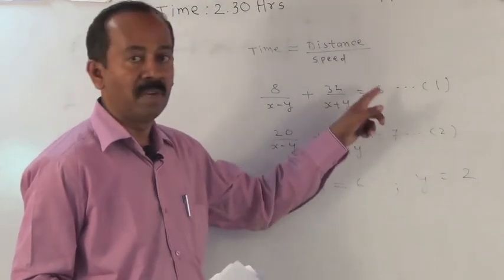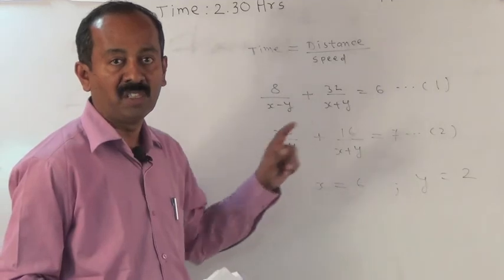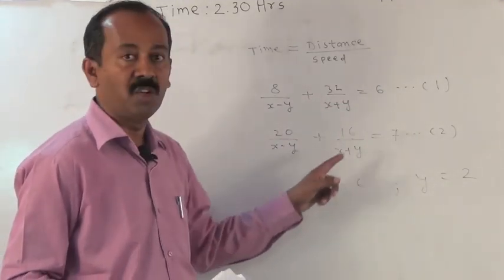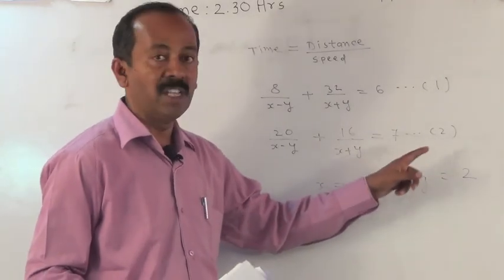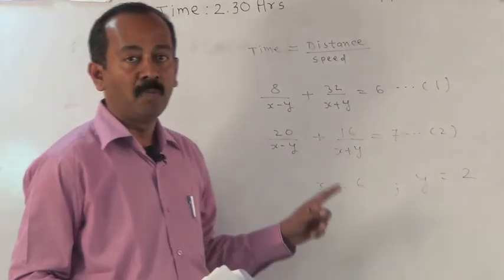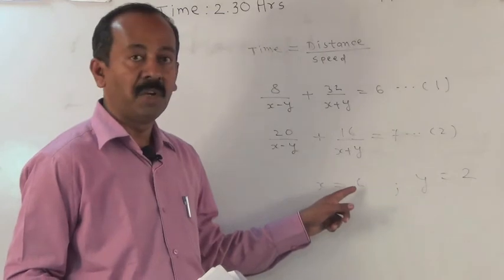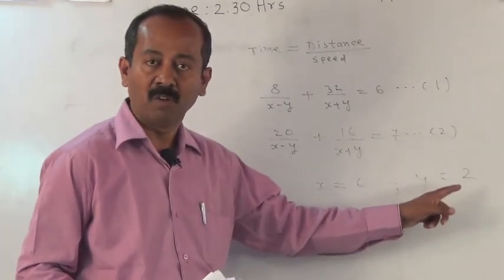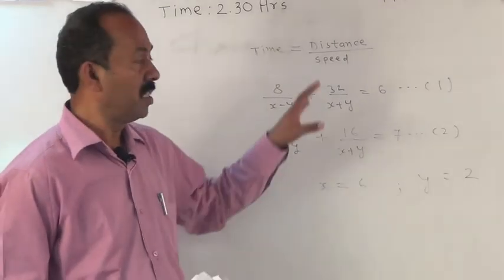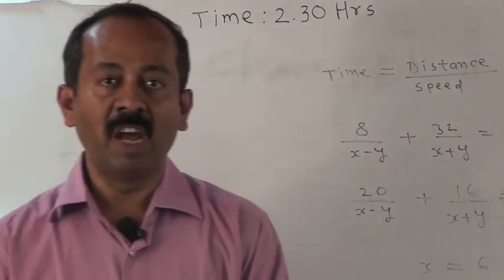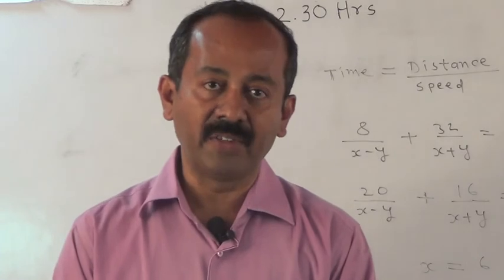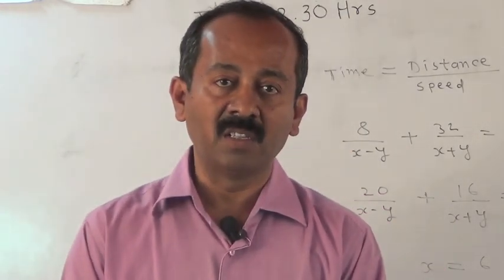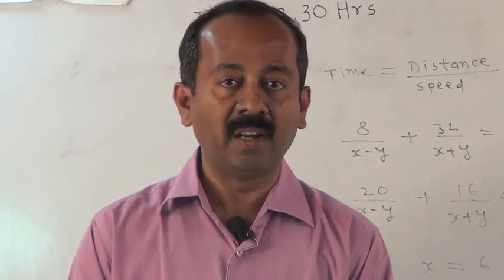Now we know the method how to solve these two equations. After solving these two equations, we get the value of x is equal to 6 and value of y is equal to 2. So speed of the boat is 6 km per hour and speed of the stream is 2 km per hour. These are the answers of these questions. Friends, we have discussed some questions and answers in this particular section. In the next section, we will discuss few more questions and their answers.